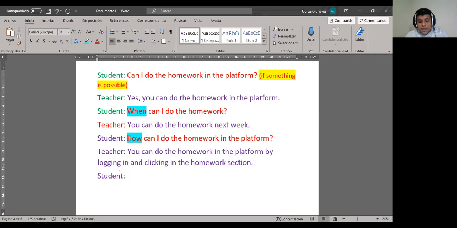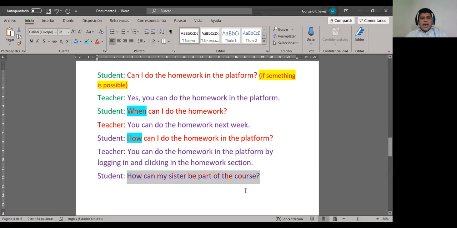Probably he's asking how he can do something, but he also wants to ask for information. Imagine this student has a sister, and he wants to know, because they study in the same place. He wants to ask information about the sister, but always using a WH word and can for information. How can my sister be part of the course? This is in red, right? How can my sister be part of the course?